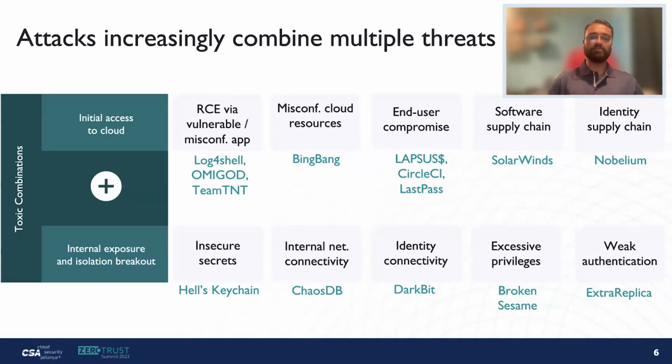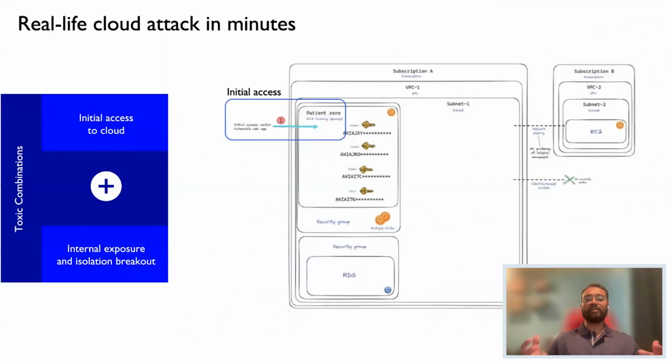A couple notable examples here. In identity supply chain, we have Nobelium. For insecure secrets, we have the House keychain attack. And for example, with weak authentication, we had ExtraReplica, which allowed users to break down cross-tenant isolation in a cloud provider. Now, let's take a look at a real-life cloud attack.